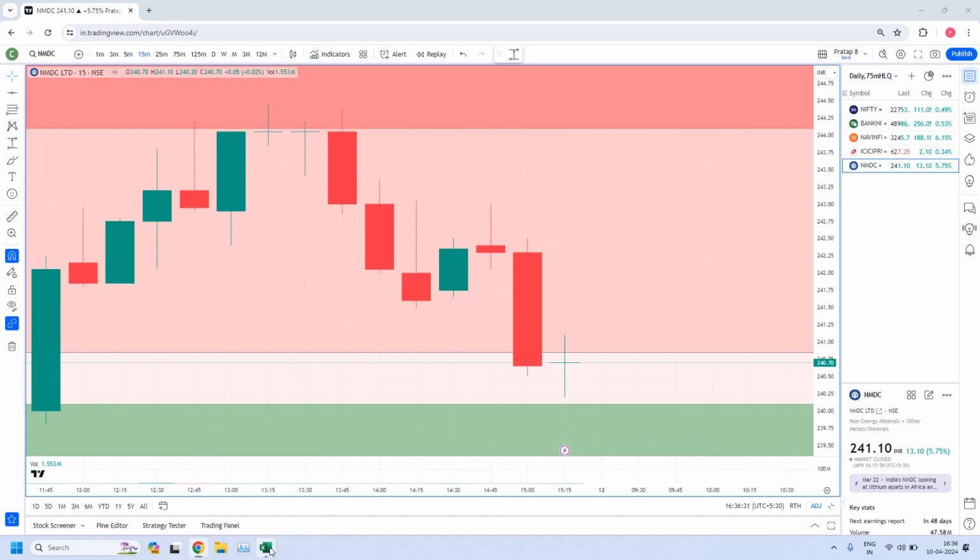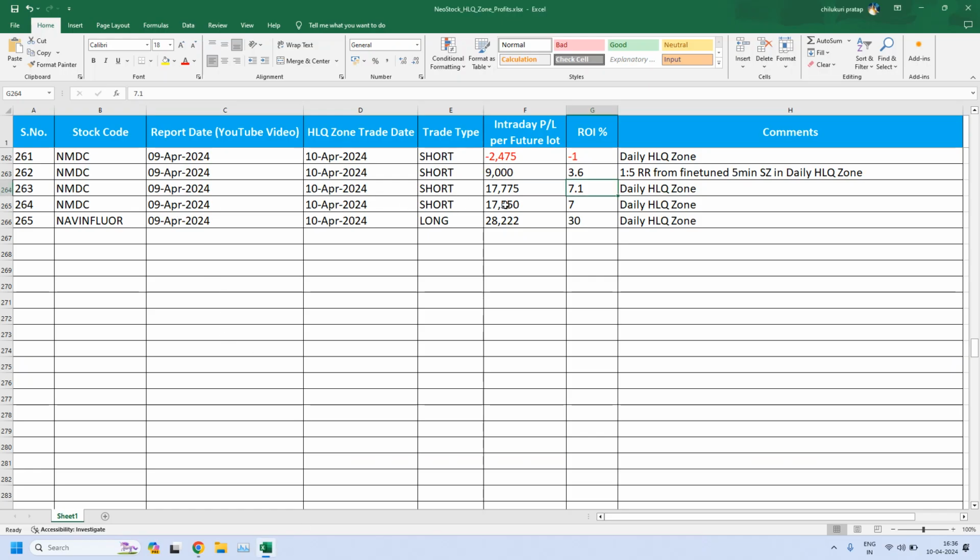So how much profit did we get? We got 17,550 rupees profit. And again it gave another 7% ROA as per one futures lot. See, in total, how much profit including the negative ROA? What is the total we got? Some 16.7% profit we got from these 4 trades, including the stopped out one.